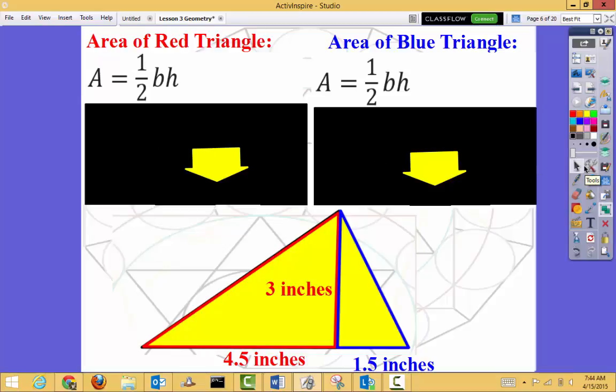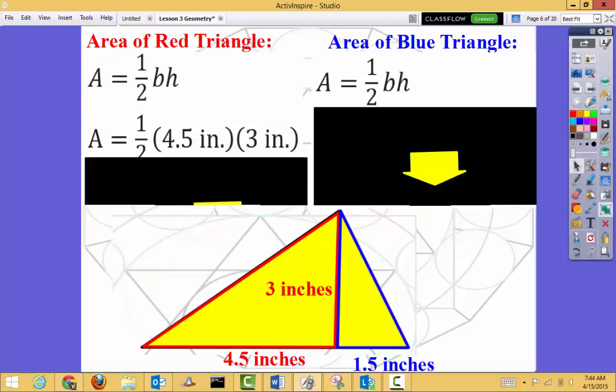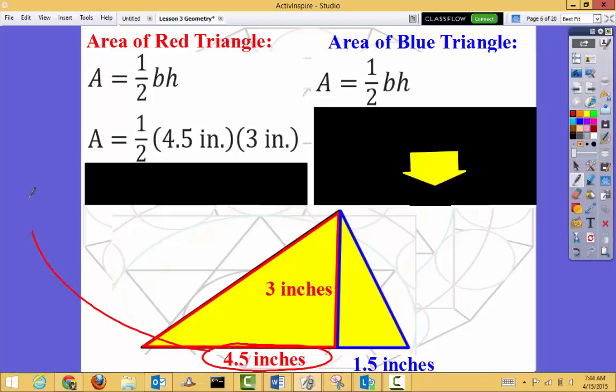What do I need to do next now? Well, hopefully you remember I need to plug what in? I need to plug the answers in. So 4.5, that is my base. My base is the bottom. And this 3 is my height, how tall it is.